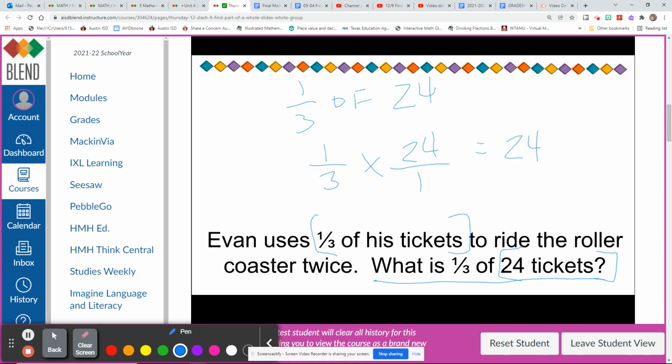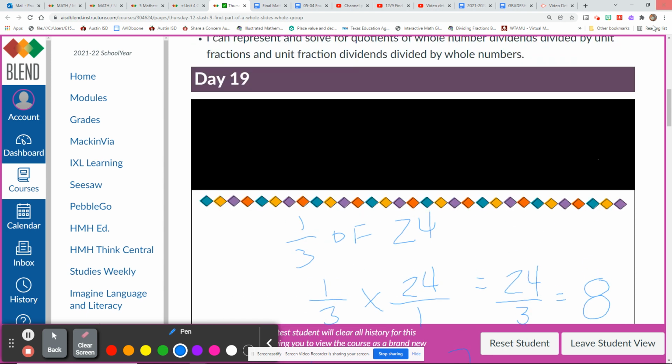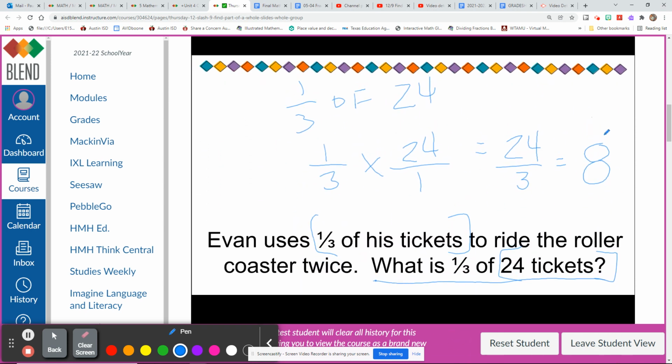All right, so top times top, 1 times 24 is 24. Bottom times bottom, 3 times 1 is 3. So 24 divided by 3, if you think about your math facts, equals 8, because 3 times 8 equals 24. So as you can see, 1/3 of 24 is 8.